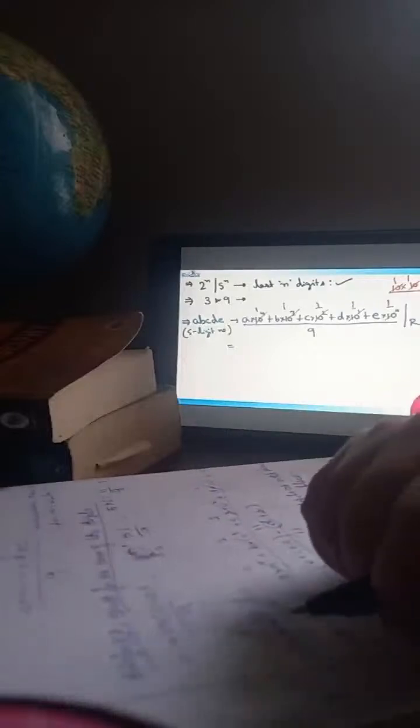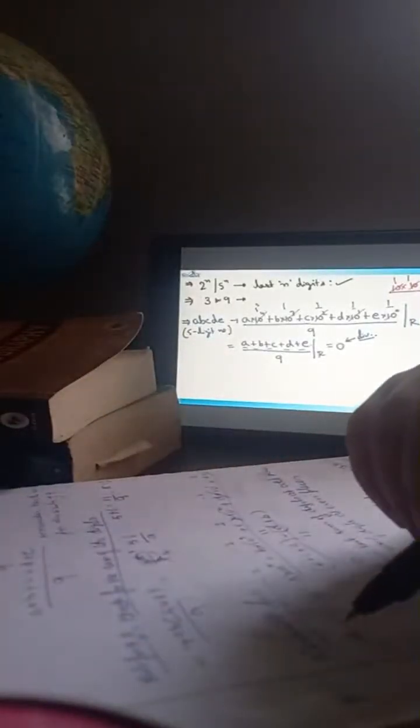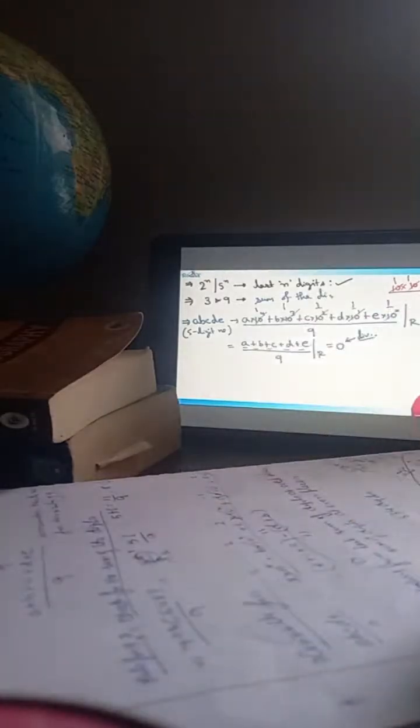So after dividing by 9, what I'm left with is a plus b plus c plus d plus e. If this number has to be divisible by 9, then on dividing by 9 the remainder has to be 0. Only if the remainder is 0 is the number divisible. So the rule for 9 is a plus b plus c plus d plus e, that is, the sum of the digits.